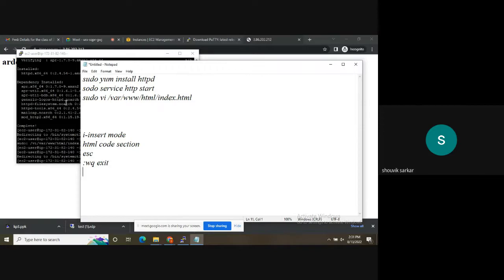Right, so these are the things you need to write. So what is the HTML code? We are writing a simple HTML code, that is this one. That also I'm writing here: the HTML opening tag, the H1 opening tag, then whatever you want to write here, the H1 closing tag, and then the HTML closing tag. So this way we complete it.